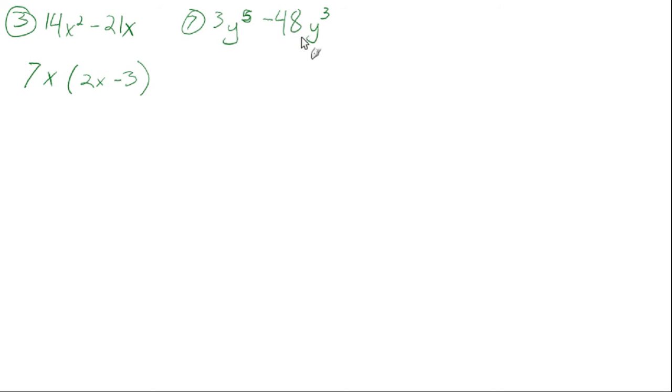So we'll look at both of these terms. They both have a y to the third in common, and they both have a factor of 3. So this will give us y squared minus, this is 3 times 16. So you get y squared minus 16. This here is a quadratic. It's specifically a difference of squares.